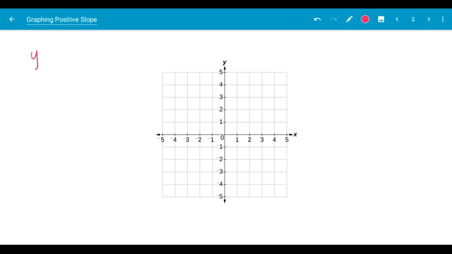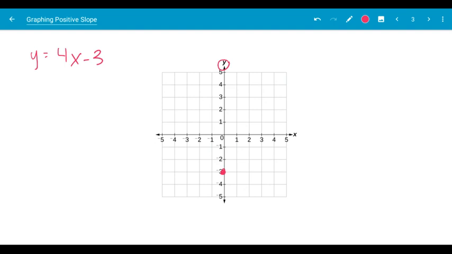All right, let's try another one. Let's try y equals 4x minus 3. So on this one, remember you start with your y-intercept. So our y-intercept is not 3, but it's -3. So make sure you pay attention to that. So go to your y-axis, go down to -3.